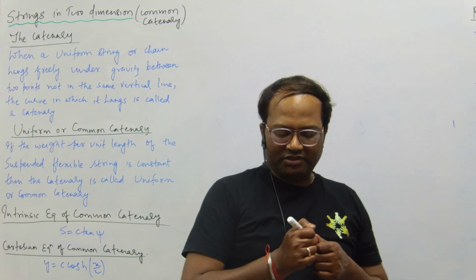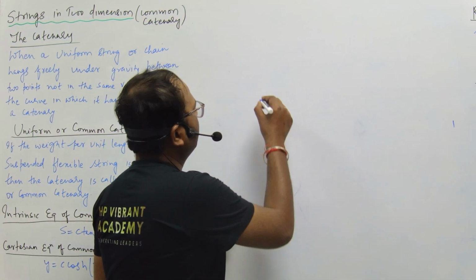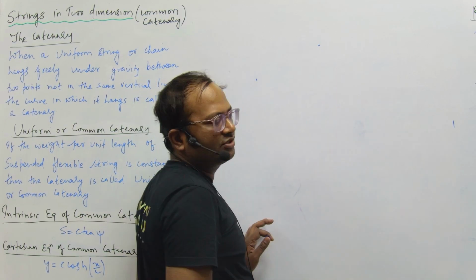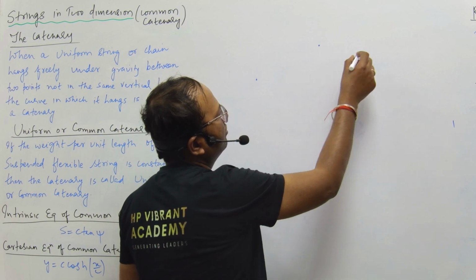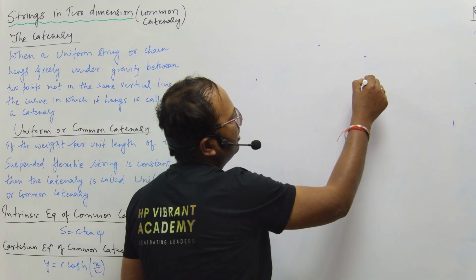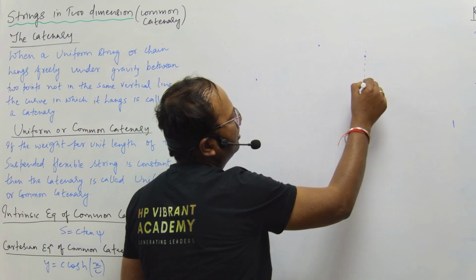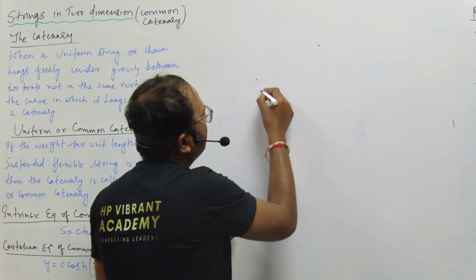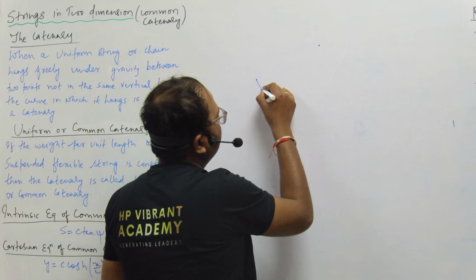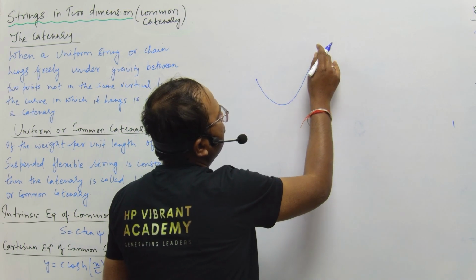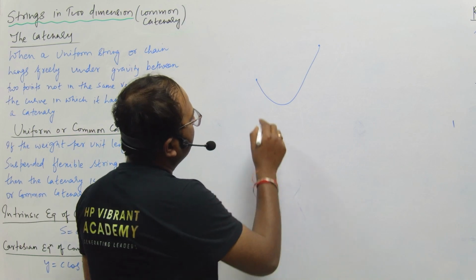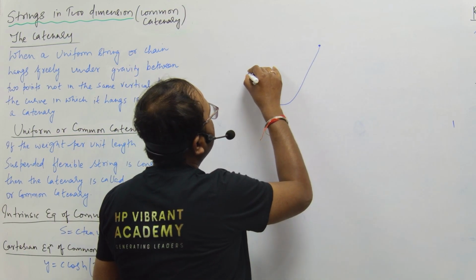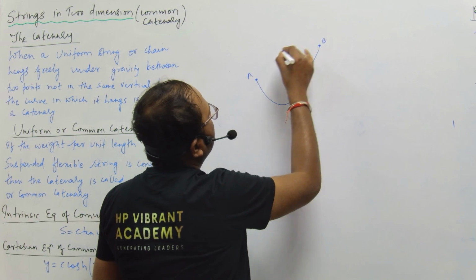For this, let us take 2 points, and the condition here is that these 2 points are not in a vertical line. So these 2 points are not like this. Let us consider these 2 points, and there is a flexible string hanged between them. Let us take these points as A and B.